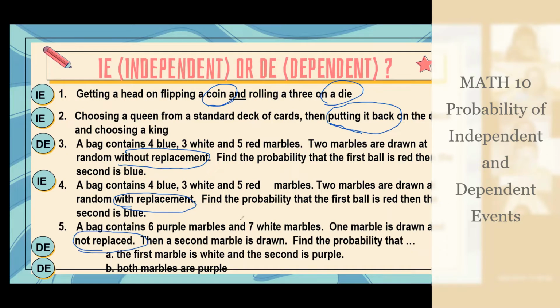So look, it's easy, no? It's easy to identify. Number 1 is obvious. Putting it back and with replacement mean the same, and they are both independent. Without replacement or not replaced, dependent. Okay, question? I hope it's clear and easy to understand.